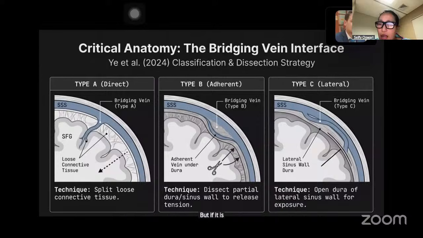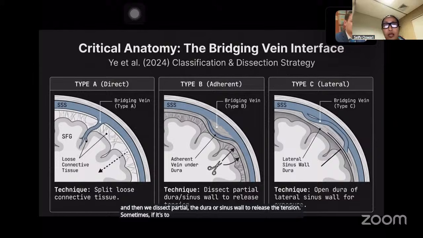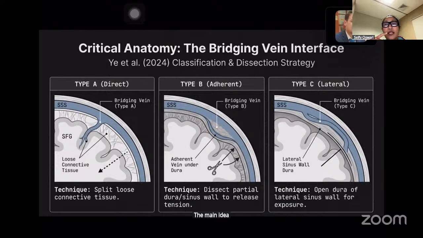But if it is type B, meaning that it's adherent to the bridging vein, then we dissect partial dura or sinus wall to release the tension. Sometimes if it's attached to the falx, then we need to dissect a little bit there. The main idea is to preserve the vein as much as possible. And this is the type C.